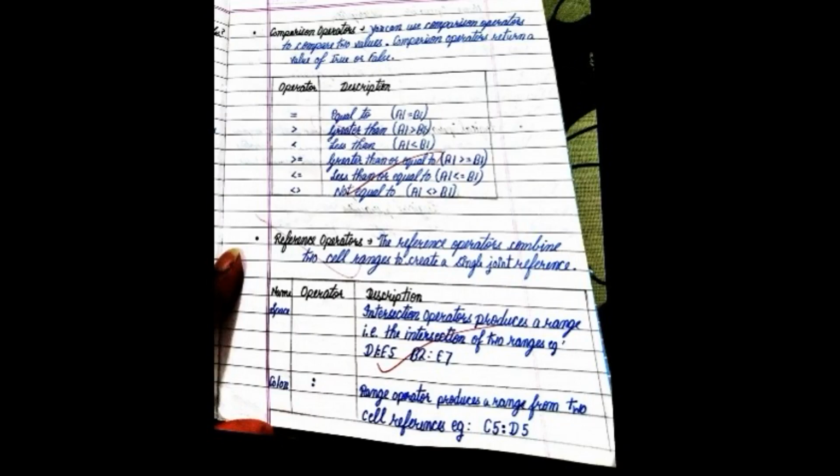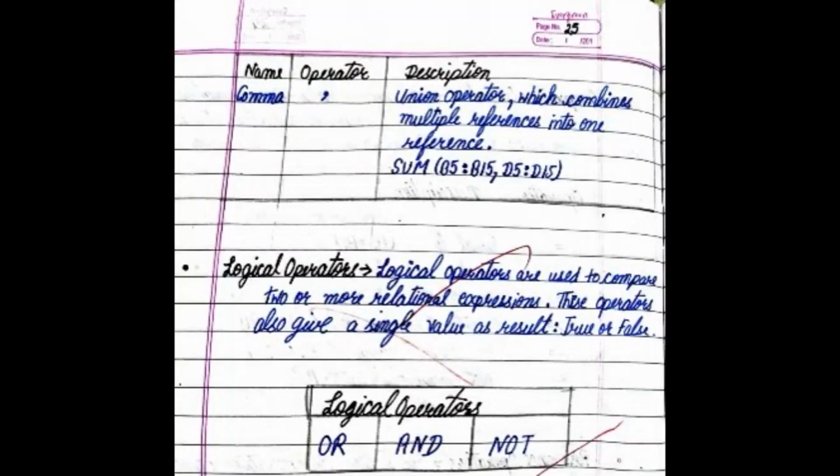Next is colon. Range operator produces a range from cell references. Example, C5:D. Next is comma. Description: union operator which combines multiple references into one reference. For example, SUM(B5:B15,D5:D15).